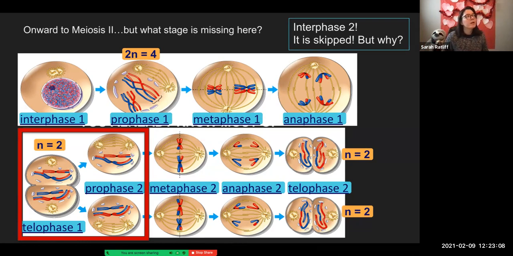We are preparing for division. We're getting bigger. We're duplicating organelles. Then as we move into S phase, we're starting to replicate DNA. Then we're going through checkpoints.